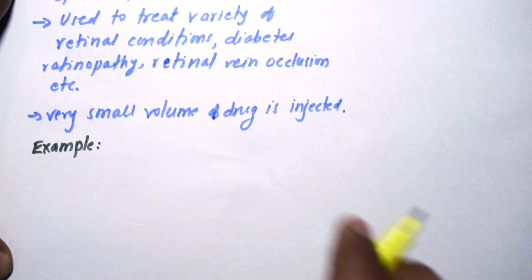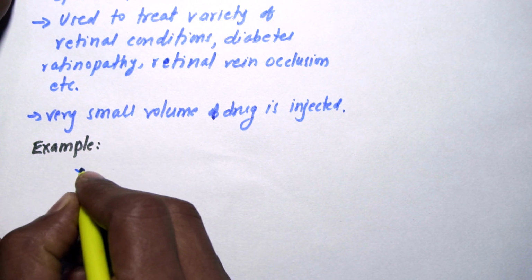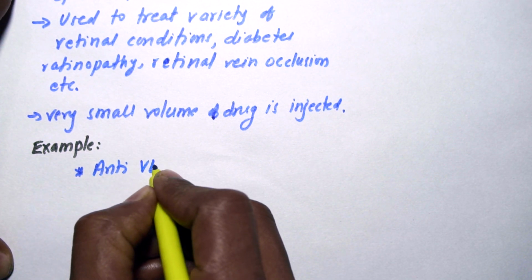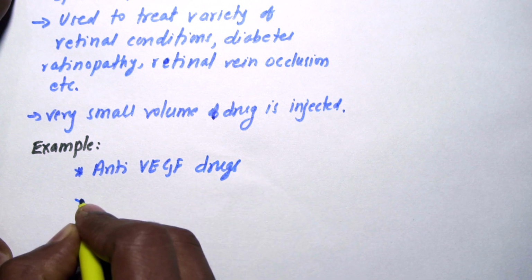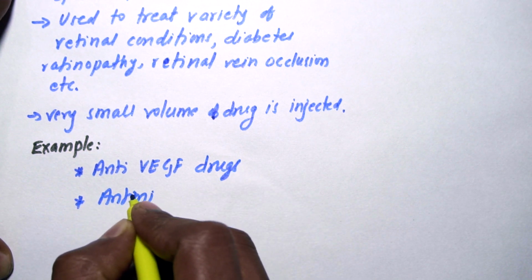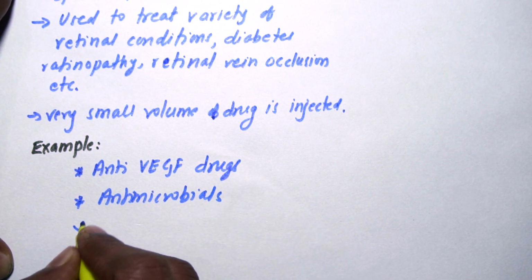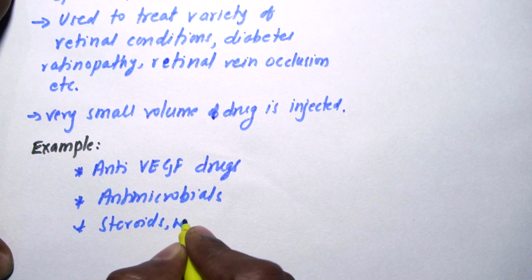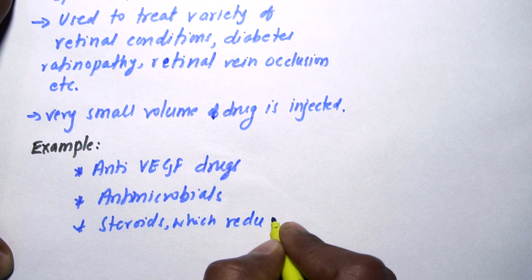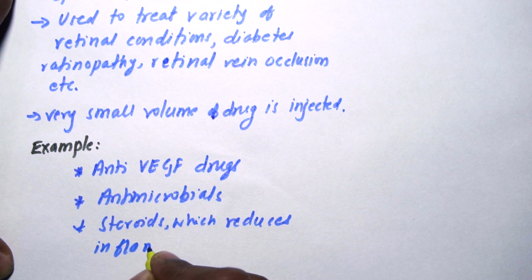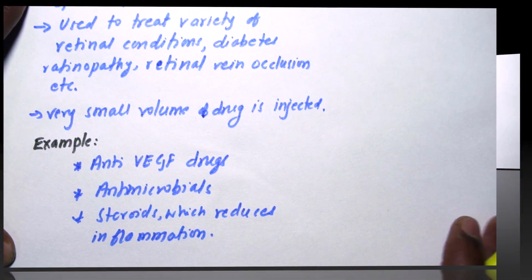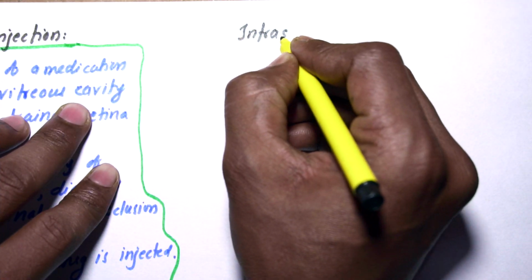Examples are anti-VEGF drugs, antimicrobials. Next one is steroids, which reduce inflammation. Okay. So these are the drugs which can be given through intravitreal injection.